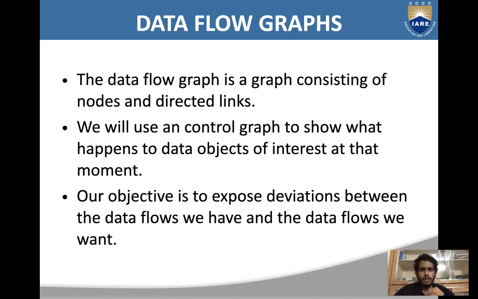The data flow graph is a graph consisting of nodes and directed links. We'll use a control graph to show what happens to the data objects of interest at that moment. Our objective is to expose deviations between the data flows we have and the data flows we want.